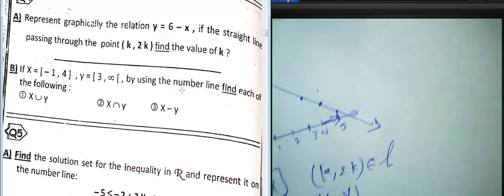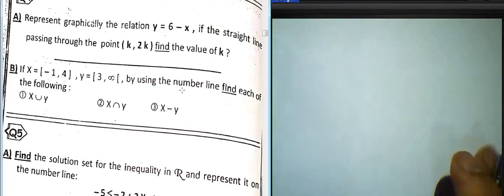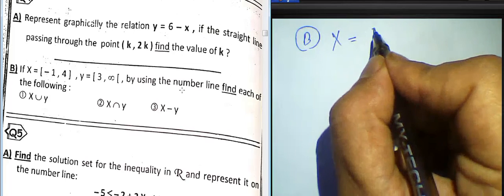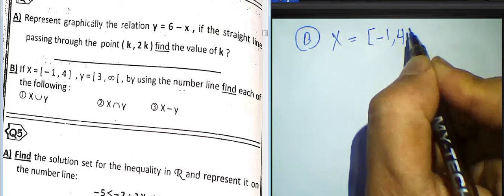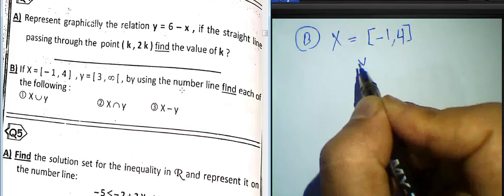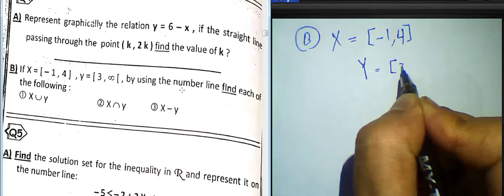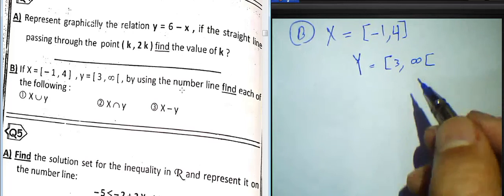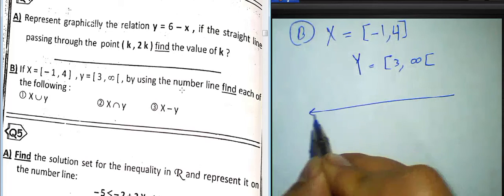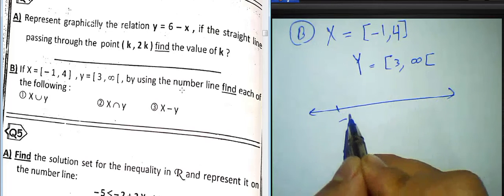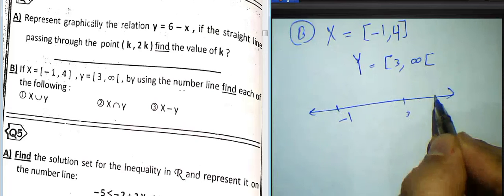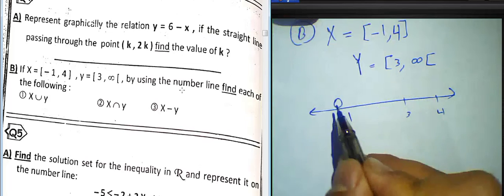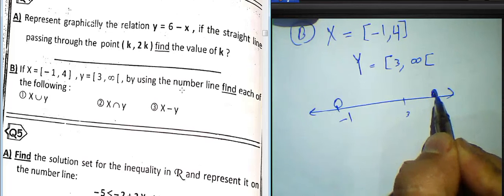Okay, look at question number B. Here, if x equals negative 1 to 4, it's a closed interval, and y equals 3 to 8, half open. Find each of the following. We can draw a straight line here from negative 1, and we can draw the interval from negative 1 to 4. It was closed.